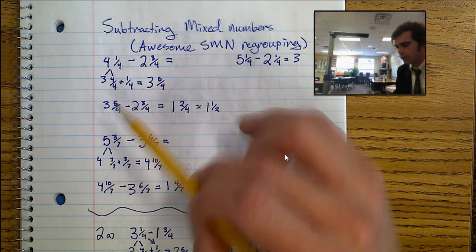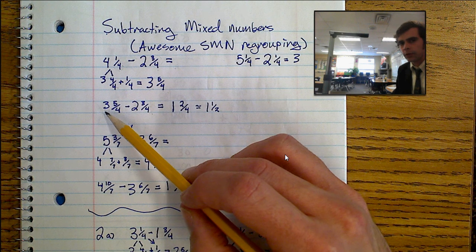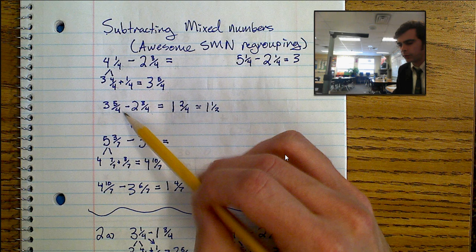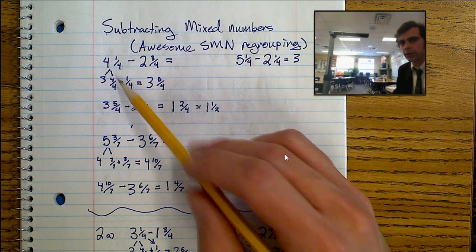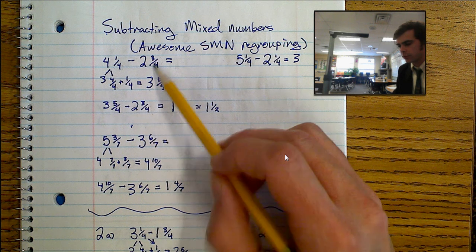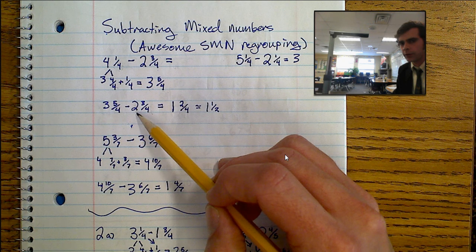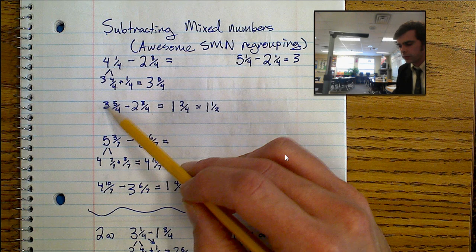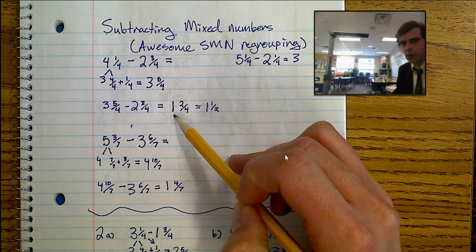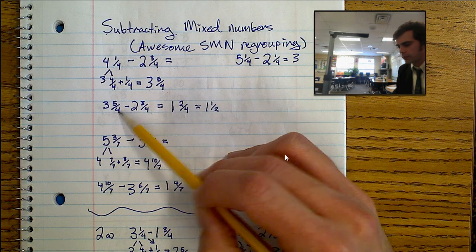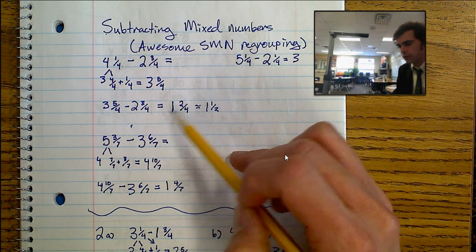So I go down and I rewrite my problem. So now 3 5/4, which we found was equivalent to 4 1/4, we're taking away 2 3/4. So I rewrite my problem. So now let's do our whole numbers first. 3 subtract 2 equals 1. 5/4 subtract 3/4 equals 2/4.